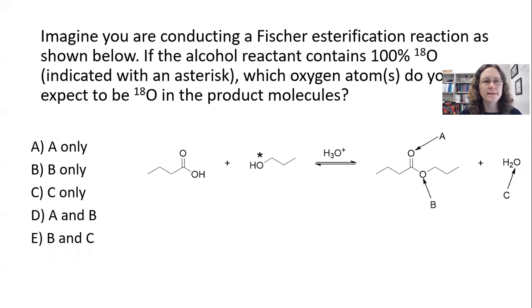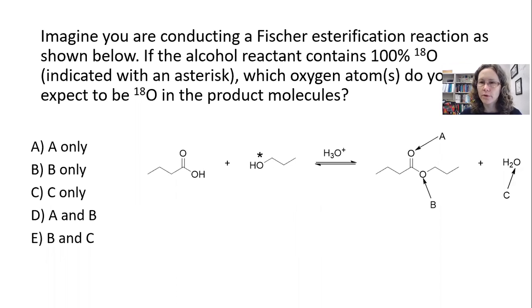This question asks, imagine you are conducting a Fischer esterification reaction as shown below. If the alcohol reactant contains 100% 18 oxygen, indicated with an asterisk, which oxygen atoms do you expect to be 18 in the product molecules? So this is essentially asking us, where does this oxygen atom in the starting material go?